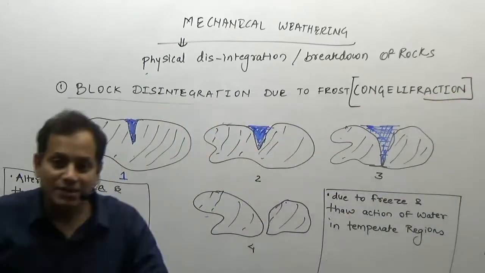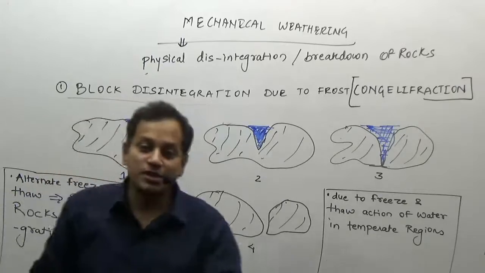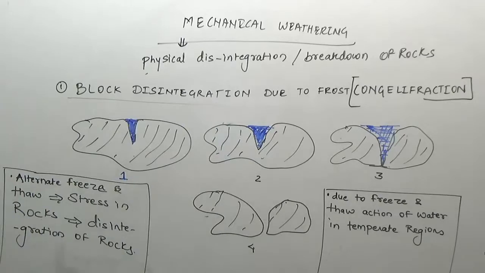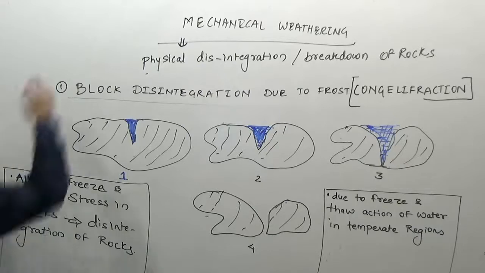So, what is Conley fraction? It is the block disintegration due to frost action. Where will it be common? It will be common in the higher latitudes, not in the lower latitudes, that is, not in the tropical regions. It will be present in the higher latitudes.